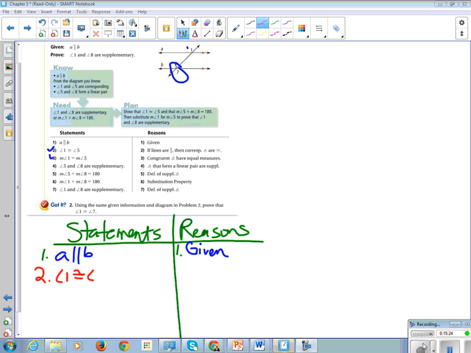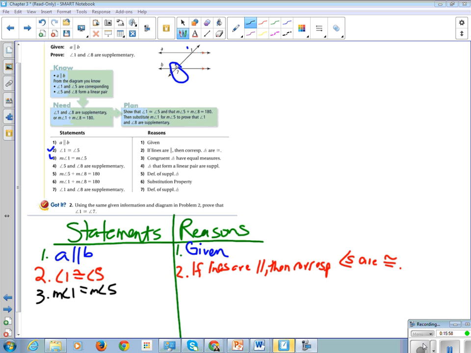So angle 1 is congruent to angle 5, and that is because if lines are parallel, then corresponding angles are congruent. And then 3 says measure of angle 1 is equal to the measure of angle 5. And the reason is congruent angles have equal measures. What symbol can we use for the word equal?